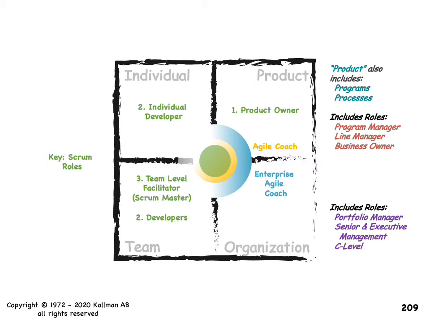So the Agile Coach is going to work more with the product owners, as well as the Scrum Masters, and the Agile Coaches are going to also work with the Enterprise Agile Coaches, who are that outer blue circle that work primarily on the right-hand side. As I've stressed throughout this video series, product includes programs, processes. It will include people like the program managers, the line managers, business owners, product managers. All kinds of managers will be sitting in this upper right-hand corner.